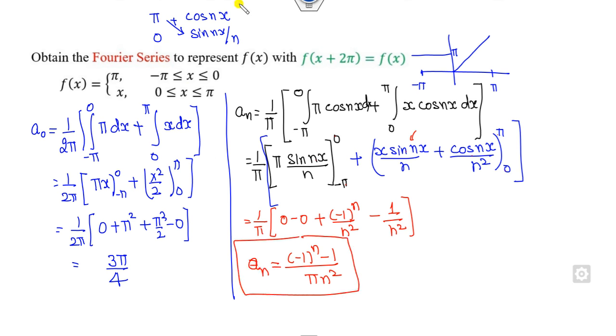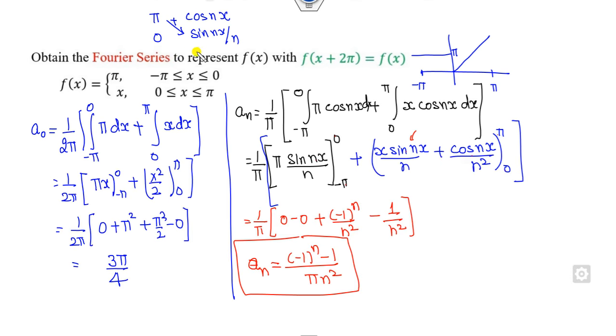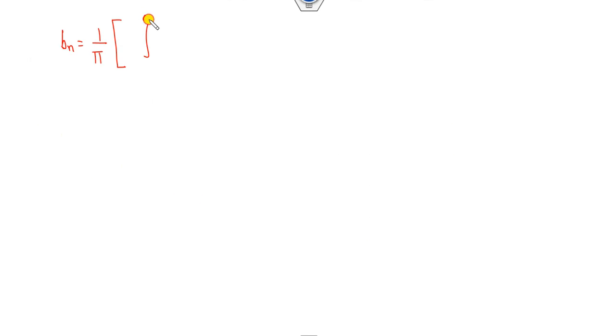Fine. Now I can find the bn. So bn will be 1 over pi. You can integrate from minus pi to pi, so it is the integral from minus pi to 0 of pi sine nx, plus the integral from 0 to pi of f(x), which is x sine nx, into dx. Fine. Now it will be 1 over pi.